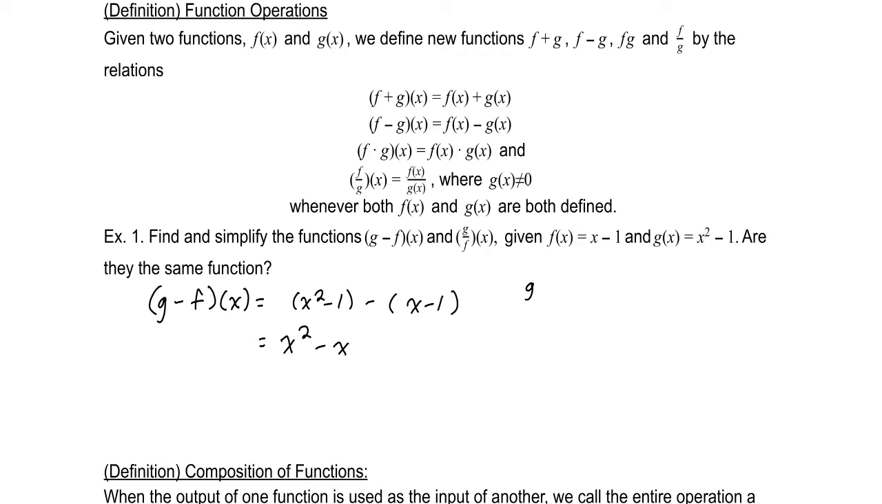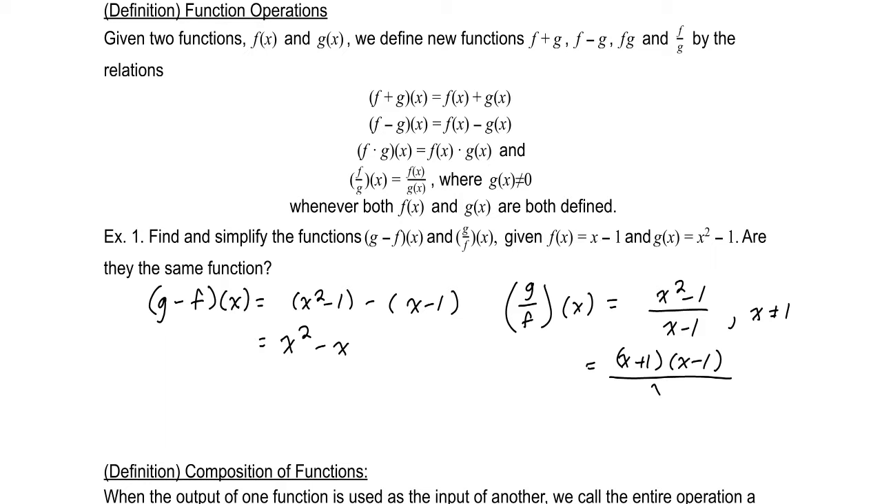Next we will consider g divided by f of x. That would be x squared minus 1 divided by x minus 1 based on our definition of division. And this is true as long as f of x is not 0, so this is true for x not equal to 1. And that numerator factors as x plus 1 times x minus 1, divided by x minus 1. And of course, x is still not equal to 1. And so g divided by f of x is x plus 1 for x not equal to 1.